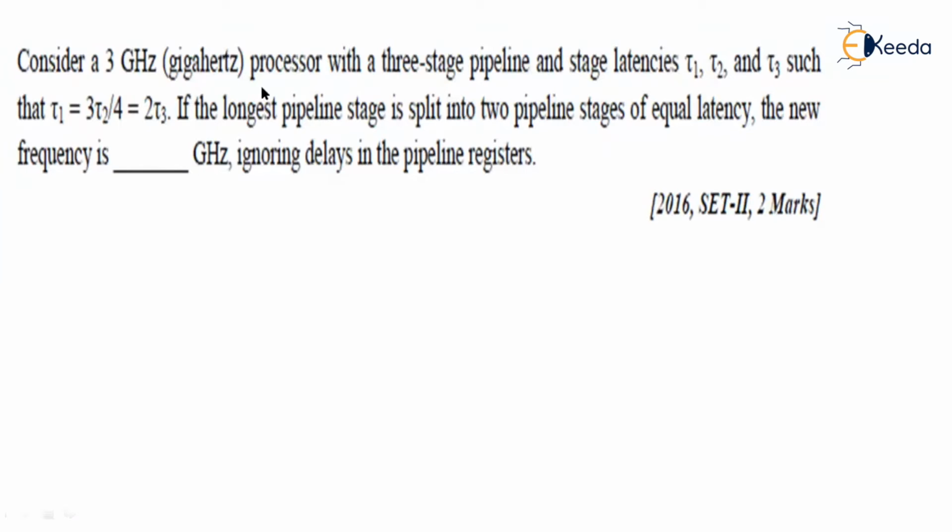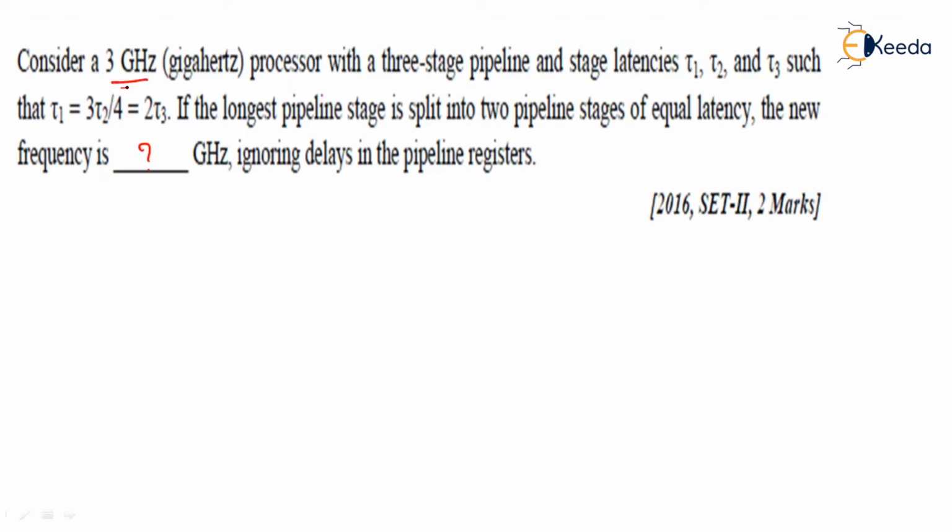Consider a 3 GHz processor with a 3-stage pipeline and stage latencies tau1, tau2, and tau3 such that tau1 is equal to 3 tau2 by 4 is equal to 2 tau3. If the longest pipeline stage is split into 2 pipeline stages of equal latency, the new frequency is dash gigahertz, ignoring delays in the pipeline registers. This is the question. Let us see how to solve it. Let us just have a look at the details of the question.